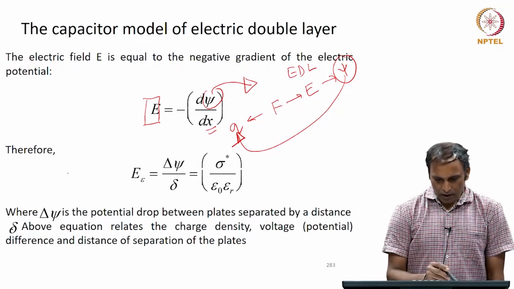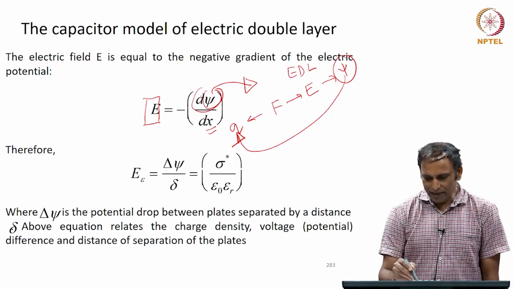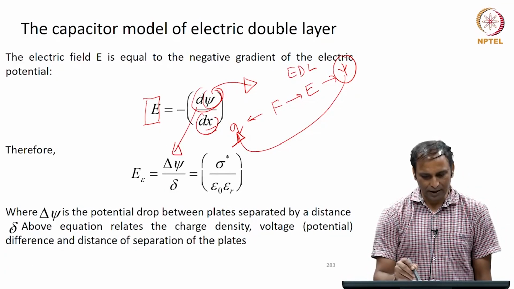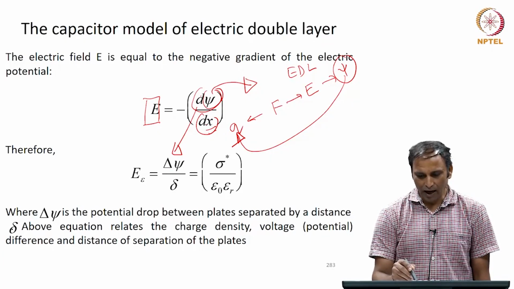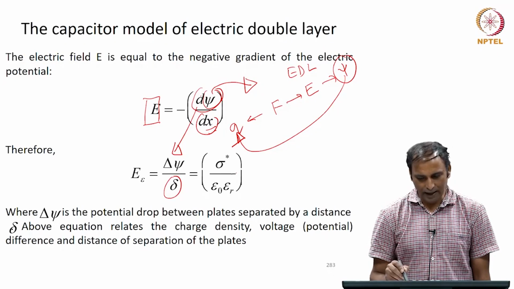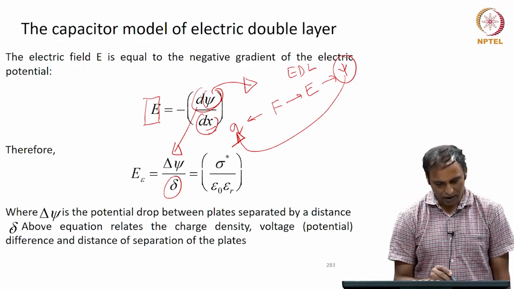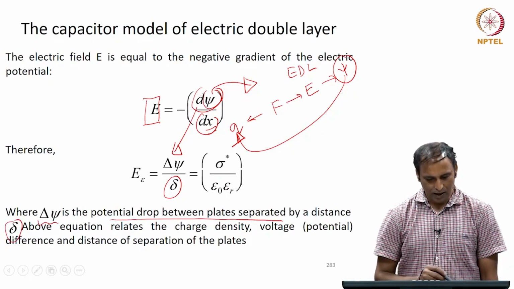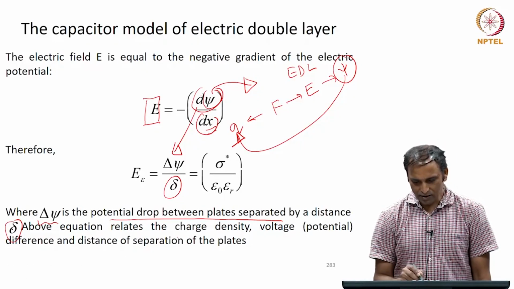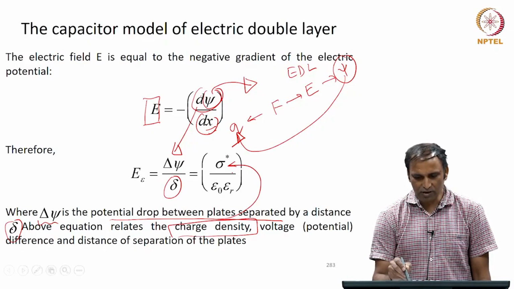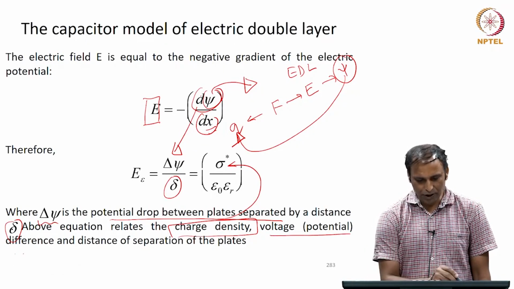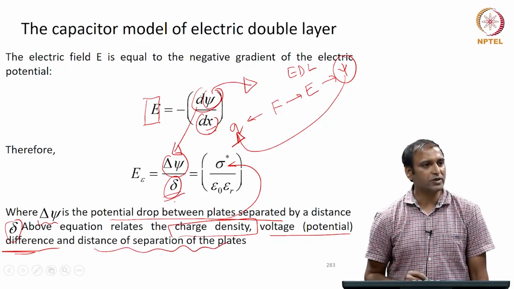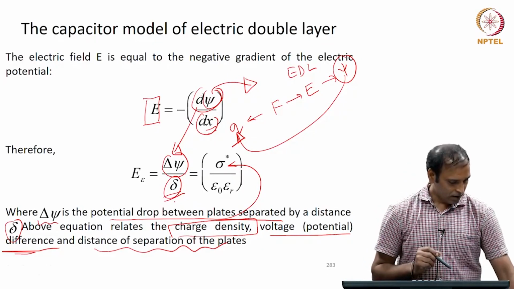Now, this del psi by del x, if I assume a small drop in the potential, I can replace d psi by delta psi and dx by delta, and that is equal to sigma star divided by epsilon naught epsilon r, where delta psi is the potential drop between the two plates, which are separated by a distance delta. This particular expression relates the charge density, sigma star, the potential difference, delta psi, and the distance of separation between the two plates, delta.